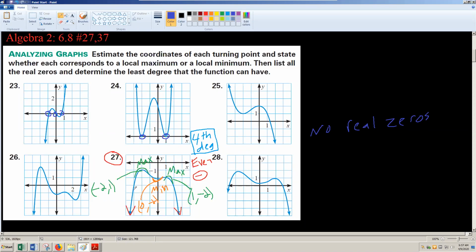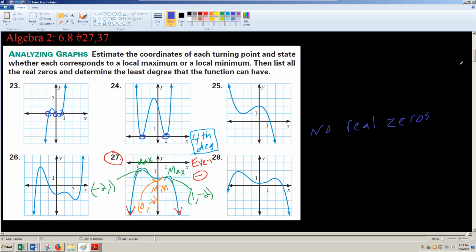So we estimated our coordinates, we found the local mins and maxes, listed all the real zeros, and determined the least degree. We said the least degree must be at least a 4th degree. Could it be 6? Could it be 8? Could it be 10? Sure, but it's at least a 4th degree because I have 3 turning points. Any questions here?